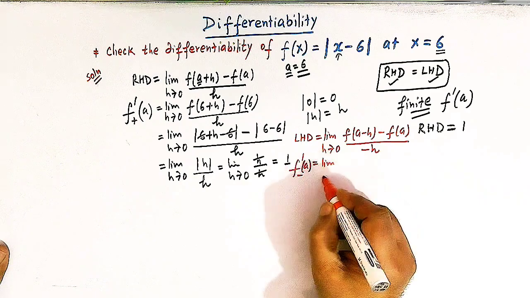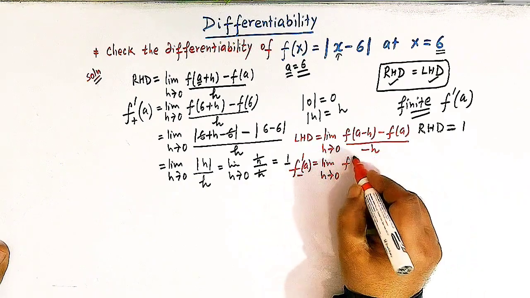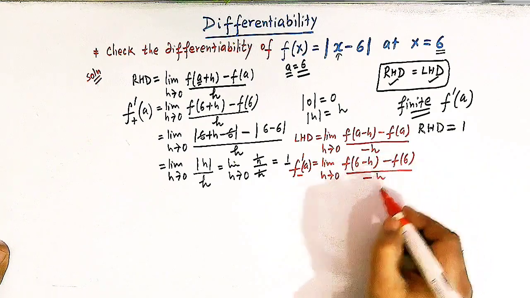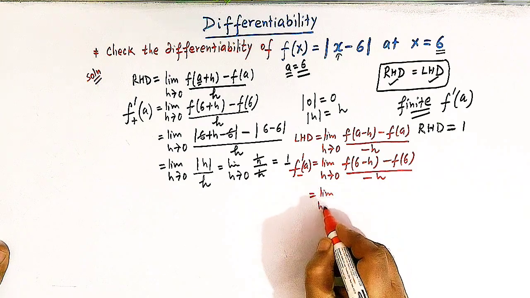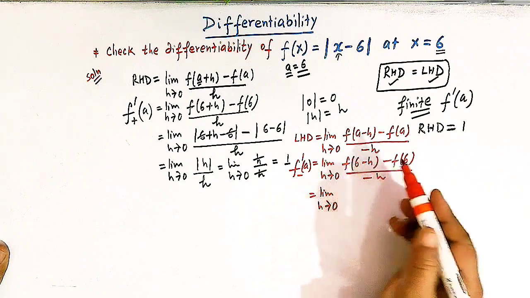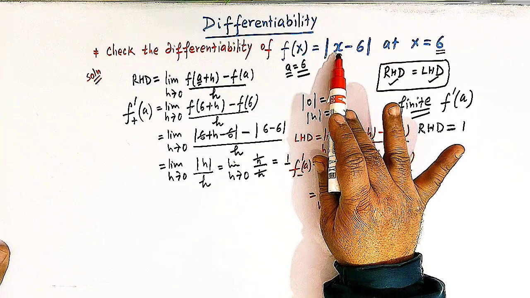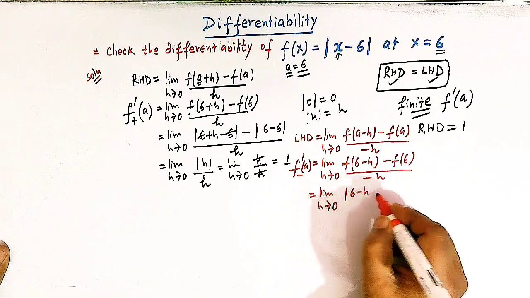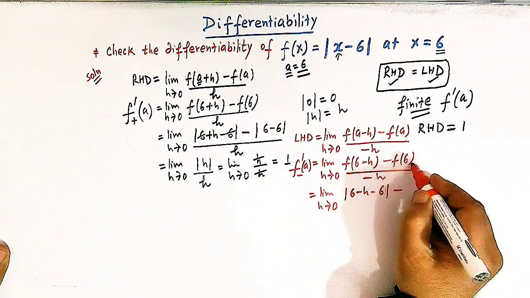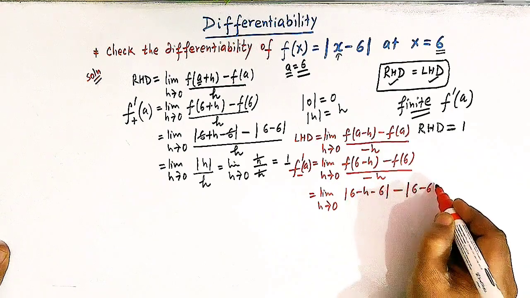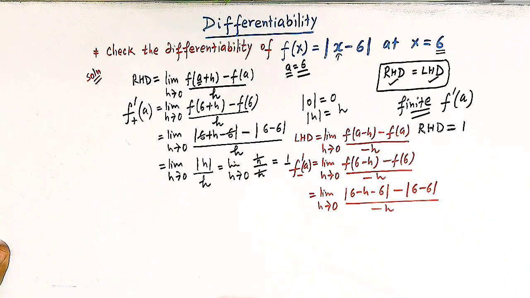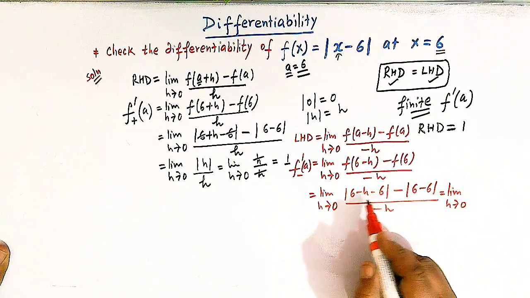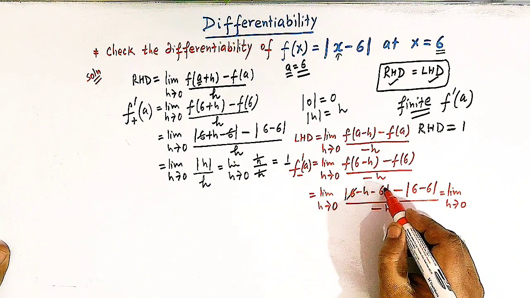So we have limit h tends to 0 f of 6 minus h minus f of 6 divided by minus h. And we have limit h tends to 0. F of 6 minus h can be obtained by replacing x by 6 minus h. So we have mod of 6 minus h minus 6. And here f of 6 is mod of 6 minus 6, and here we have minus h. So now we can simplify this expression. So here 6 and 6 get cancelled.